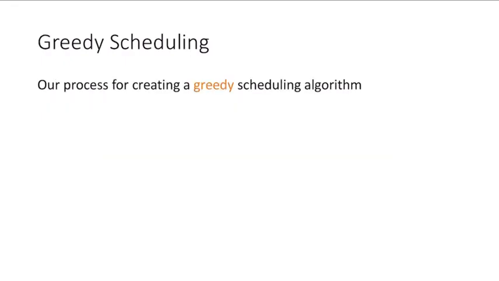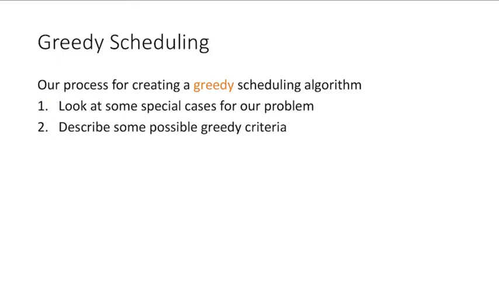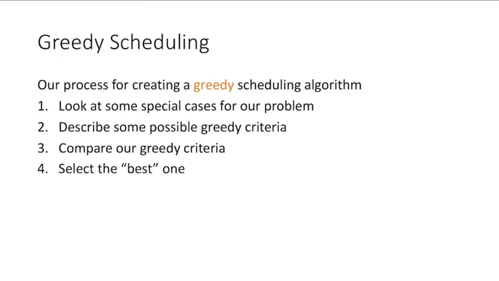So the more interesting aspect here is not giving you the weighted sum of completion times or being able to compute that. It's how do you create a greedy algorithm for optimizing our schedule. So our general process for coming up with a greedy algorithm is to just look at some special cases of the problem, just to give you an idea of can I solve this simply or not. Describe some possible criteria, compare the criteria, select the best one, and then prove correctness if possible. So these are the steps we will go through throughout the rest of these slides for this greedy scheduling problem.